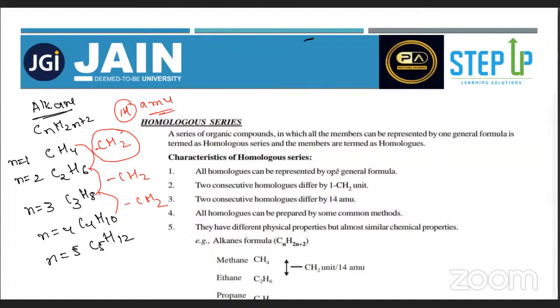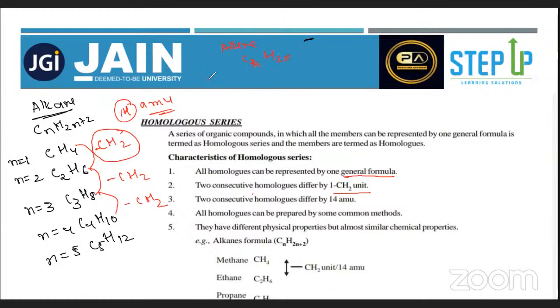All homologues can be represented by one general formula. Two consecutive homologues will differ by a CH2 unit. You can see here the CH2 unit. It is not only for alkane. Like for alkene, the formula is CnH2n.